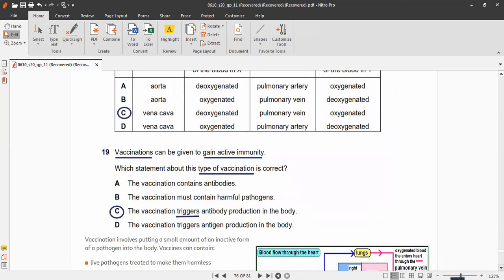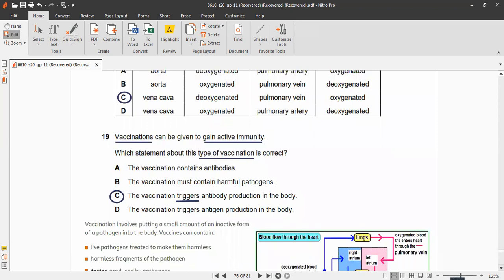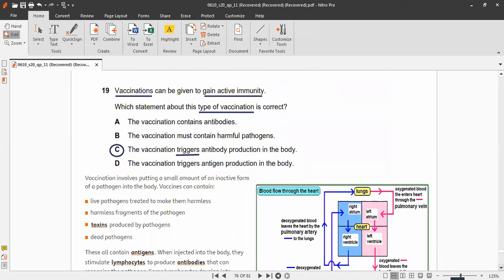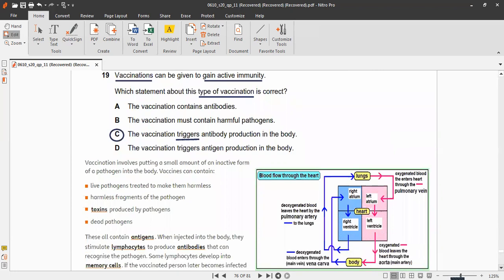Vaccination can be given to gain active immunity. Which statement about this type of vaccination is correct? Vaccination triggers antibody production in the body. Vaccination involves putting a small amount of an inactive form of a pathogen into the body. Vaccines can contain live pathogens treated to make them harmless, not harmful. So B is not correct.